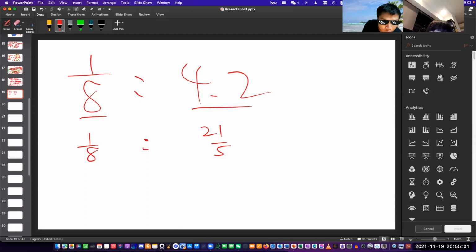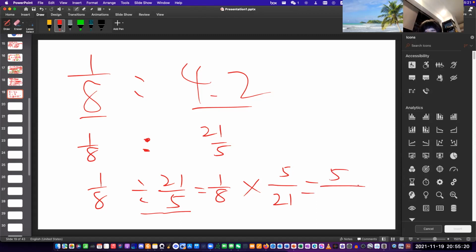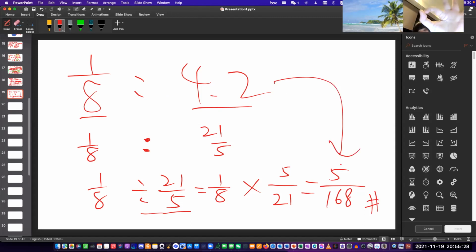And then you just do it as, this is a ratio, so it's divide. So 1/8 divided by 21/5. Dividing by a fraction is as good as multiplying by it, and then you flip it upside down. So therefore you get 5/168. So that's the answer if you are asked to represent this in ratio. Simple? Okay. So this is a fraction, and this is a decimal number, and they are rational numbers.